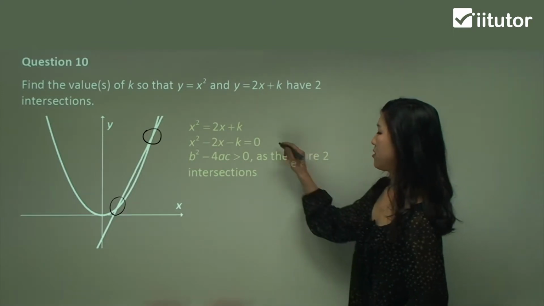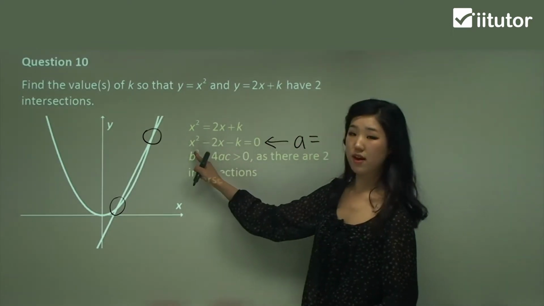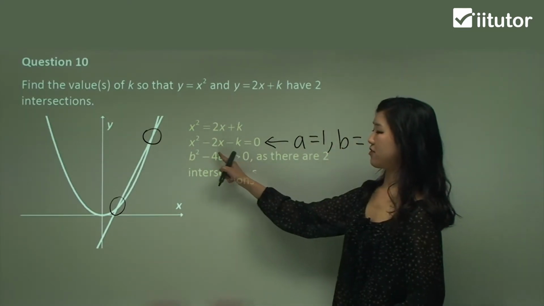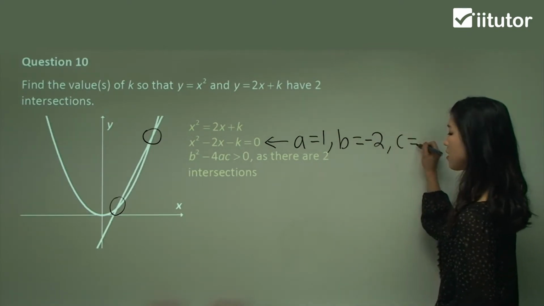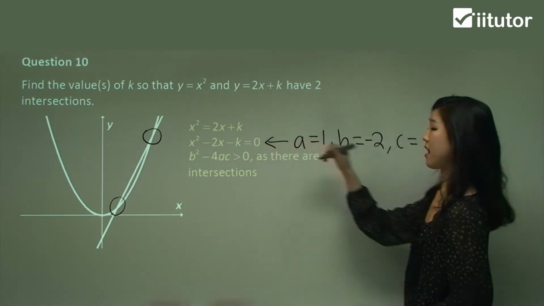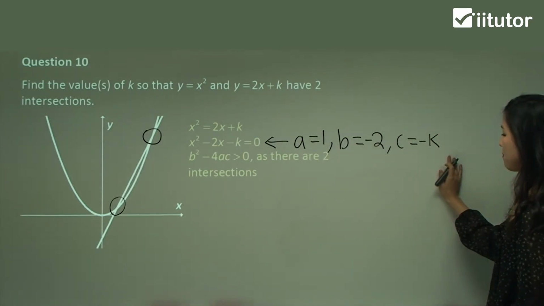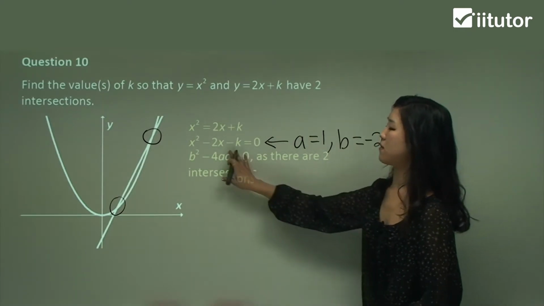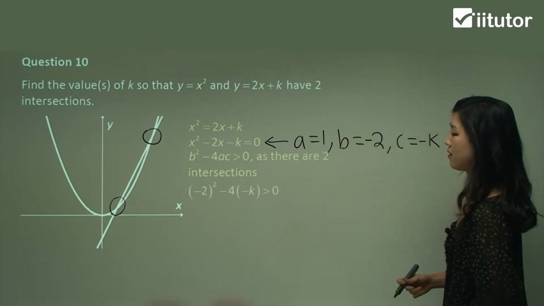Now, let's think about what a, b, and c are. a is the coefficient of x squared, which is 1. b is the coefficient of x, which is negative 2. And c is the constant number, negative k. Okay, so I've got my a, b, and c. Let's substitute these into this value here. Okay, b squared minus 4ac is greater than 0. So sub it all in, like this.